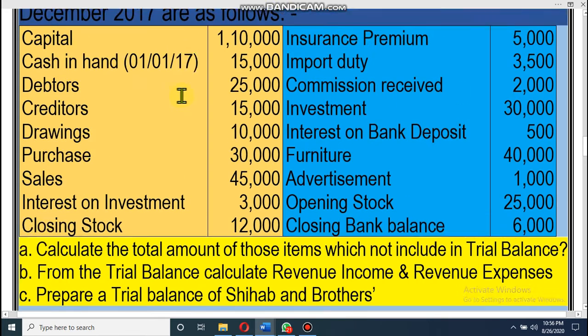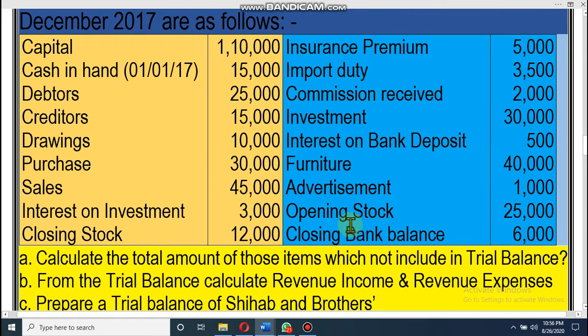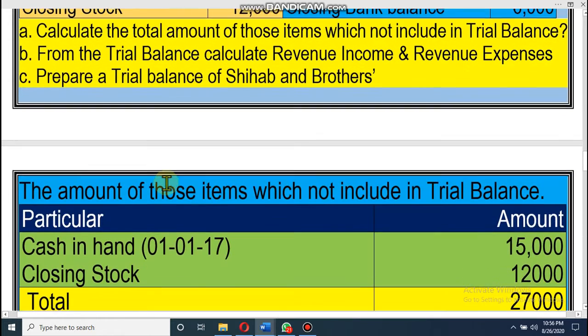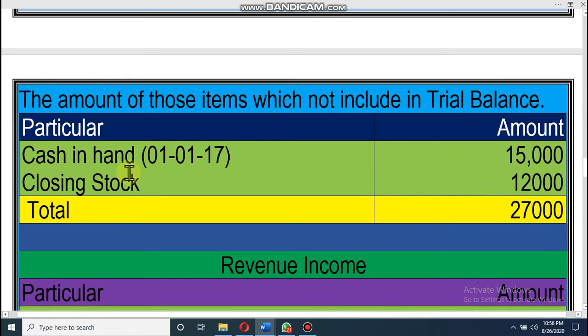There is no other item, dear student. So let's see the answer. Cash in hand 15,000, this will not be recorded, and closing stock 12,000, this also will not be recorded, and the total is 27,000. I hope you understand and you see the presentation also. This way you can get 2 marks easily.